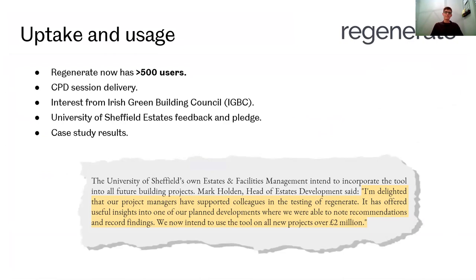Cheers, Will. So since we released Regenerate around a year and a bit ago, it's been very well received within industry and also within academia as well. It's now got more than 500 users of the tool. And because of this, we've also been involved in delivering some continual professional development sessions for different engineering consultancy and contracting companies. From this, we've also had interest from the Irish Green Building Council, who are now looking at actually implementing the use of Regenerate within their circular workflows. So really pleased with that.